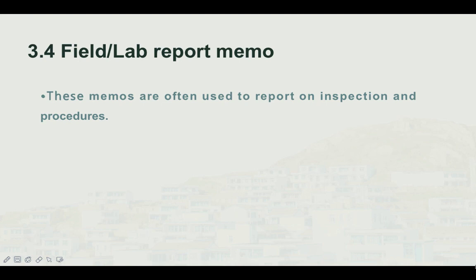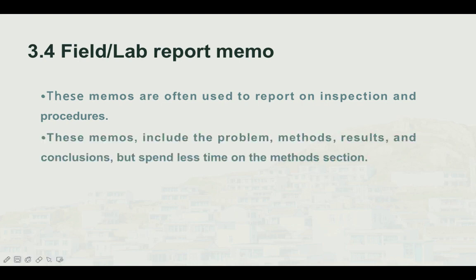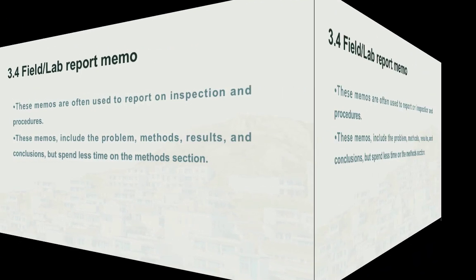Number 4. Field or lab report memo. These memos are often used to report on inspection and procedures, and these memos, known as field or lab reports, include problem, methods, results, and conclusions, but spend less time on the methods section.